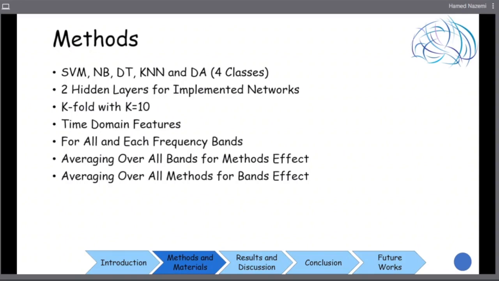For EEG signals, there are main groups of features: time domain, frequency domain, and time-frequency domain. We just use time domain features: mean, standard deviation, skewness, and kurtosis. And we want to compare the accuracy of various methods and also compare the accuracy of various frequency bands.